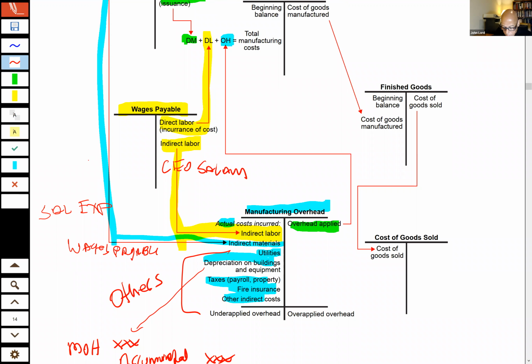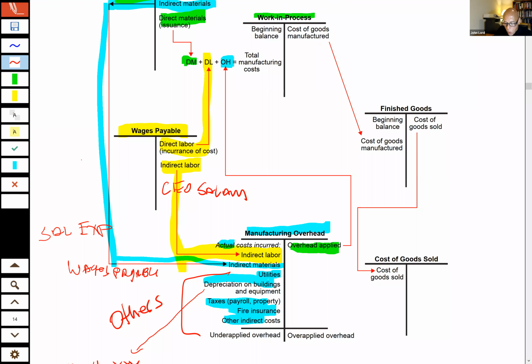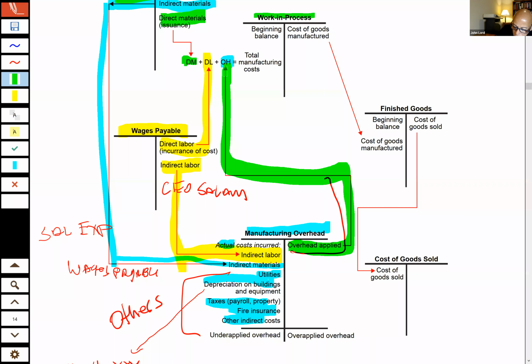Okay, so once we have these costs that have been put into either work in progress or manufacturing overhead, then we go ahead and do what? We apply the manufacturing overhead. Use highlighter for that. We apply it to our work in progress. So now we have our direct labor, our direct materials, our manufacturing overhead. These are called manufacturing costs. Flashcard that. That's called manufacturing costs. So we have these sitting in our work in progress.